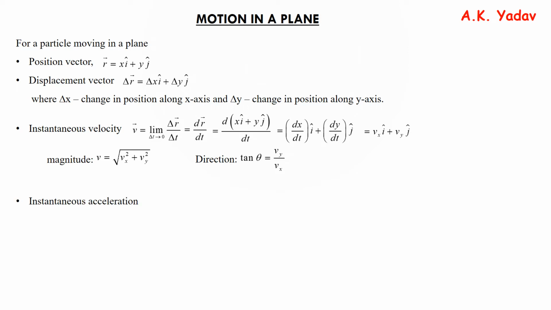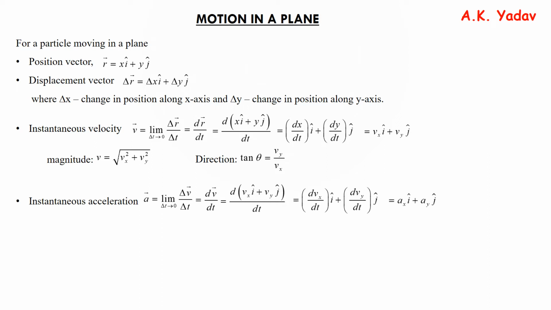Also, we can find instantaneous acceleration, which is a equals limit delta t tends to 0 of delta v by delta t. This can be written as dv by dt. Let us put the value of v, which is vx i plus vy j. This can be written as dvx by dt i cap plus dvy by dt j cap, which can be written as ax i plus ay j. If I want to find out its magnitude, that will be a equals under root of ax square plus ay square, and the direction will be tan theta equal to ay by ax.